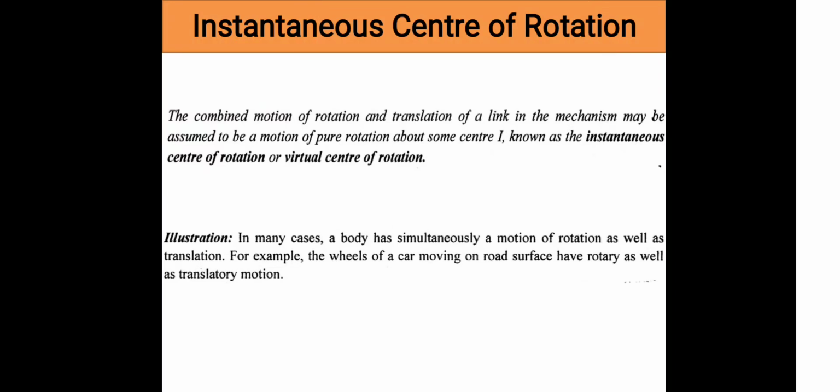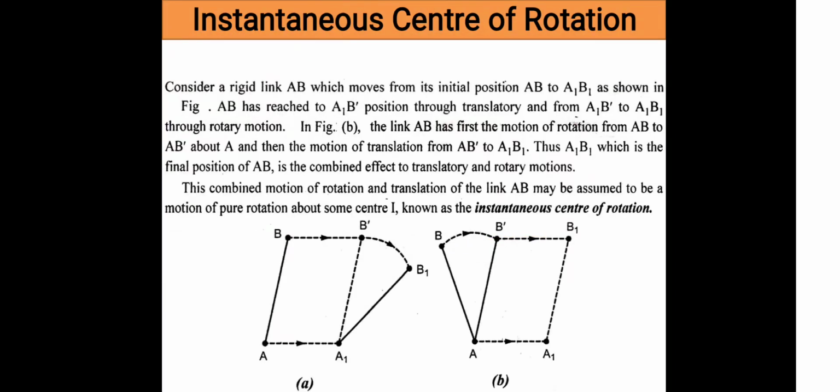In many cases, a body has simultaneously a motion of rotation as well as translation. For example, the wheel of a car moving on a road surface has rotary as well as translation motion. Like that.